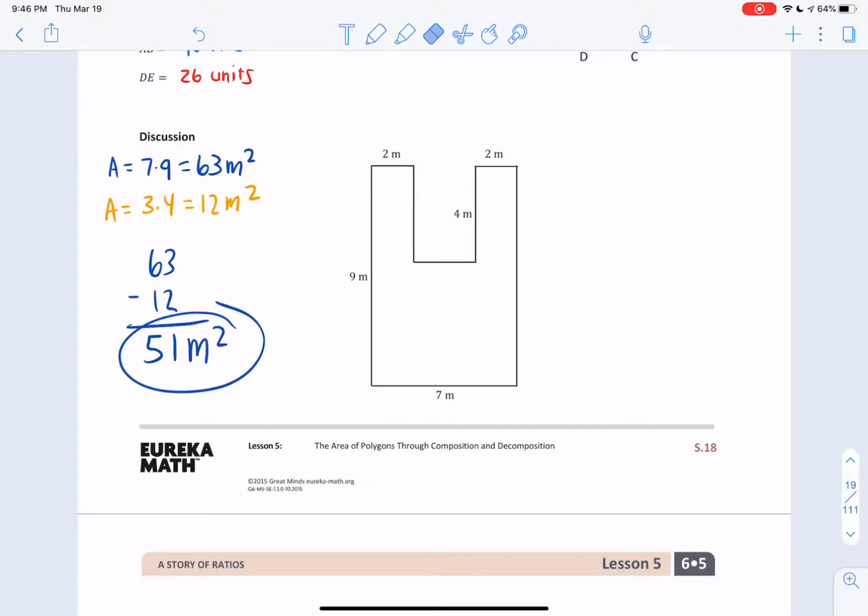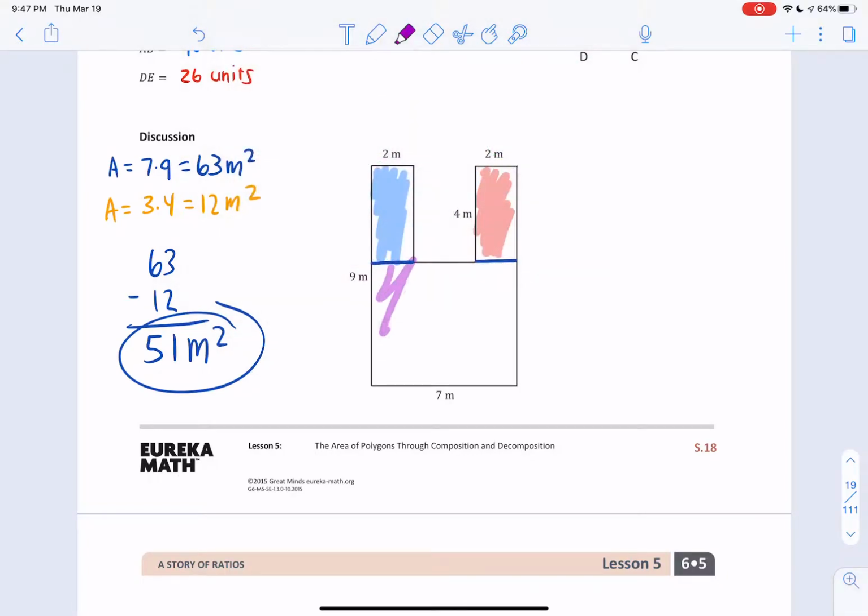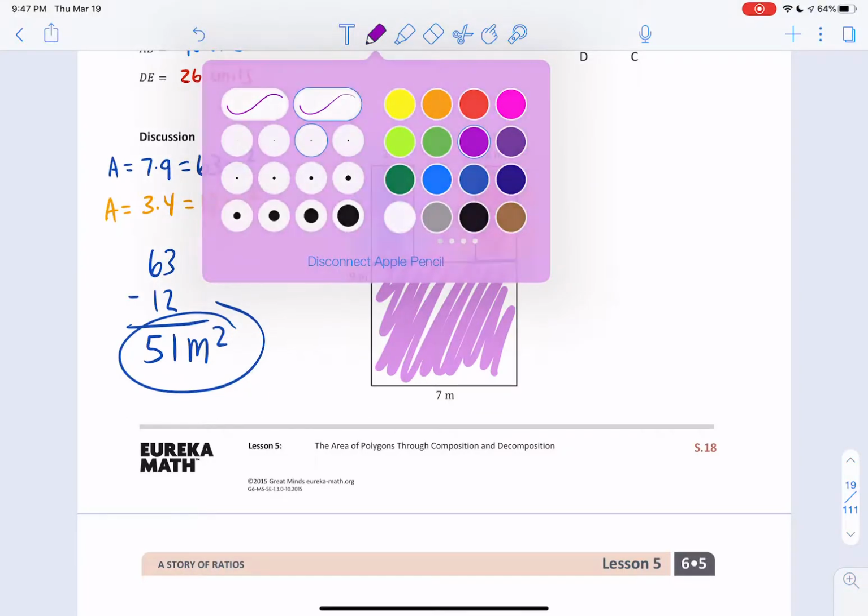The other method is I'm going to decompose the shape. I'm going to create 3 separate rectangles. Now, in order to get the area of each of these rectangles, let's call it the blue rectangle, let's call it the red rectangle, and then we'll call it the purple rectangle. So I need to find the area of each of these 3 rectangles separately, and then I'm going to add them together. Right?